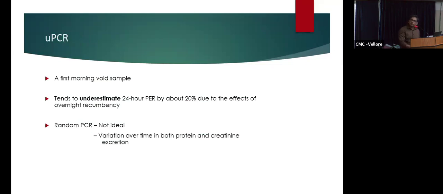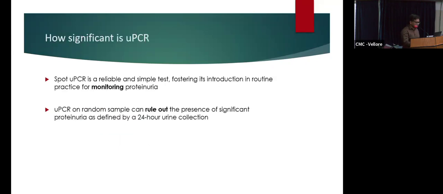So what sample should we use for UPCR? It should be the first morning void sample, but it tends to underestimate the 24-hour proteinuria by around 20%. And random PCR, random meaning any time of day, will not be ideal. It will have variation over time, in both protein and creatinine excretion.